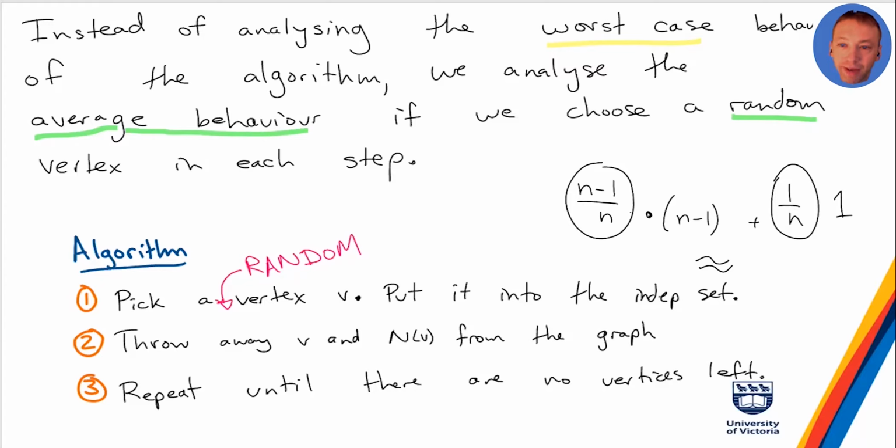Yeah, it'd be highly unlikely to pick X. So this will be n minus 1 squared over n plus 1 over n. It's something like n, kind of. So it's actually really good on a star.